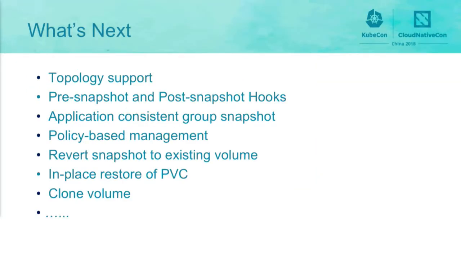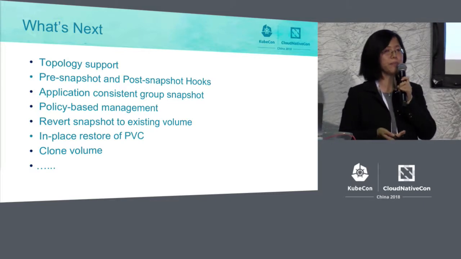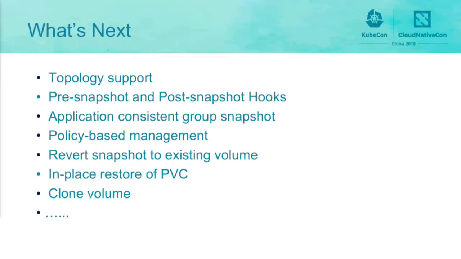And as next steps, we have a long list of features we want to implement on top of the current framework. For example, topology support, so that you can specify where you want your snapshot located. Currently, the user has to manually prepare the application, to freeze the application before taking a snapshot to get a consistent snapshot. So we want to add pre-snapshot and post-snapshot hooks, so the application can be prepared automatically. We also want to take a group of snapshots together and have policy-based management, etc. So the list is getting long.